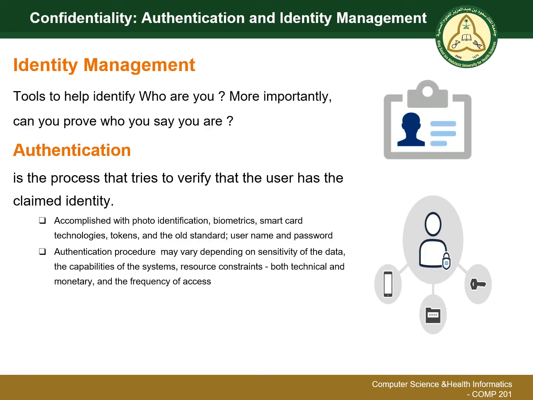So we will return to the confidentiality pillar, where we say that we can use authentication and identity management as a measure to protect the data. Identity management tools help to identify who you are, and more importantly, can you prove who you say you are? So we need to identify the user and also have proof that the user is who they say they are.